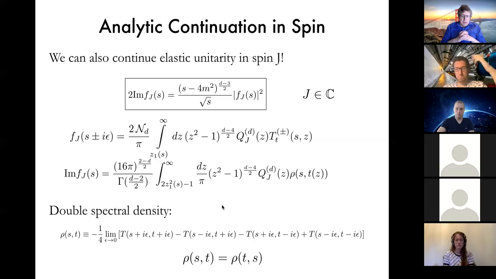Now we have analytically continued this elastic unitarity. Before, we started with elastic unitarity being the statement for s being between 4 and 16 and t being negative and in a certain strip, but now we seem to have continued that to some larger domain. So what is this domain?